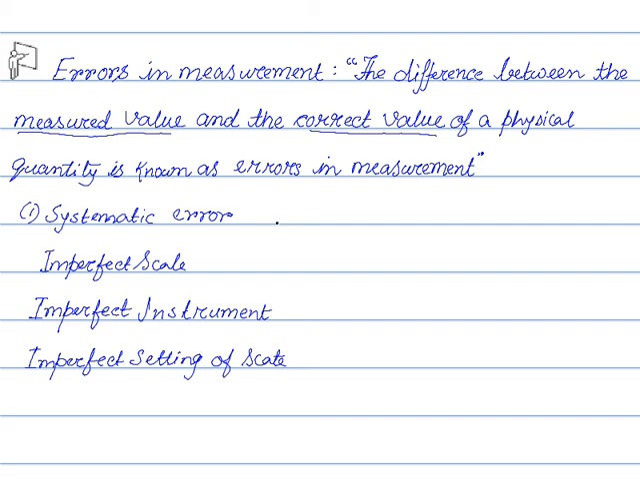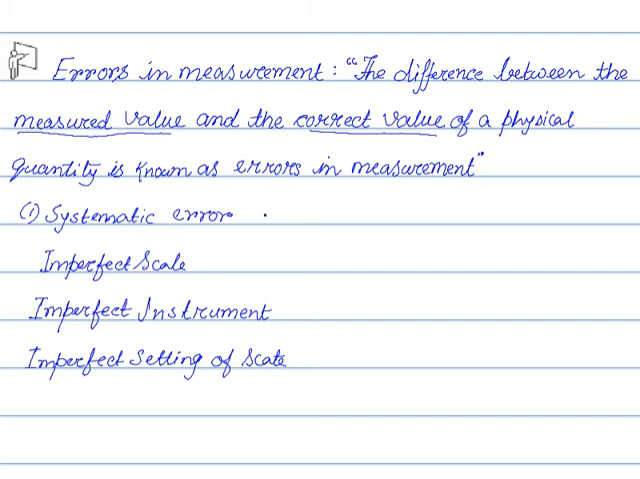In systematic errors, the reasons are known to us: why this error is happening, why it is not giving us the correct result. So there are many reasons for systematic error. The other type of error is random error. The reasons are not known. There are many possibilities for which these errors are coming. So we use statistics to eliminate such error.